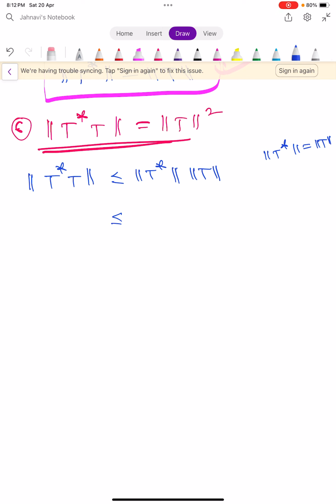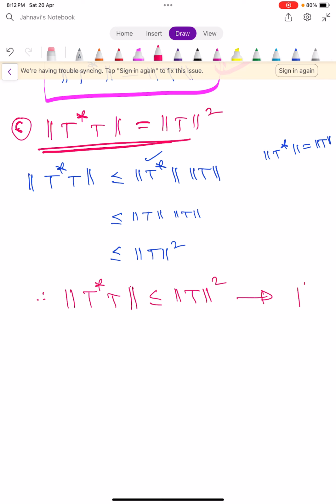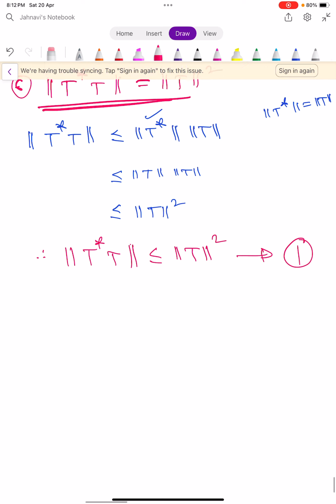So which is less than or equal to, here I am replacing norm T into norm T, norm T into norm T, norm T square. So what we show is that, therefore we conclude that norm T star T is less than or equal to norm T square. Let it be equation number 1.